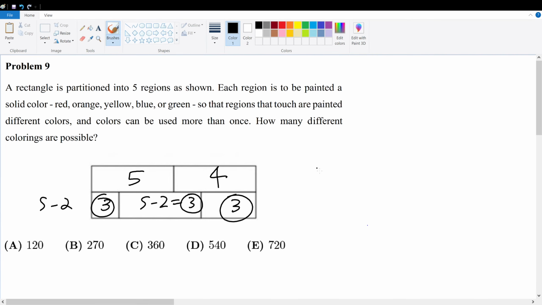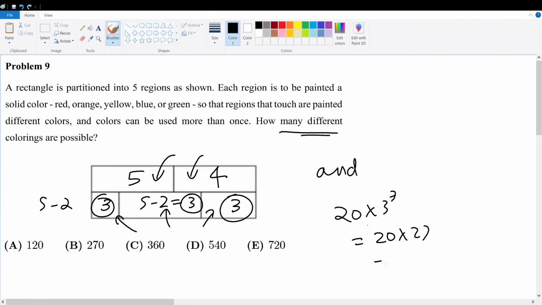Now that we have all the numbers, we multiply them together because for how many different possible variations, we multiply to signify the relationship of "and," where this cube can have 5 and this has 4 and these 3 have 3 respectively. So that's 20 times 3 cubed, so that's 20 times 27, which is 540, bringing you to an answer choice of D.